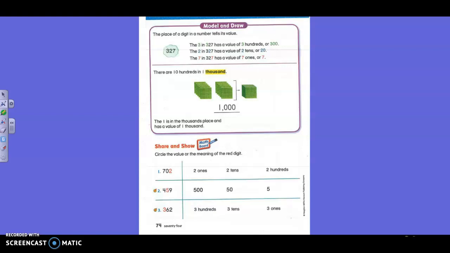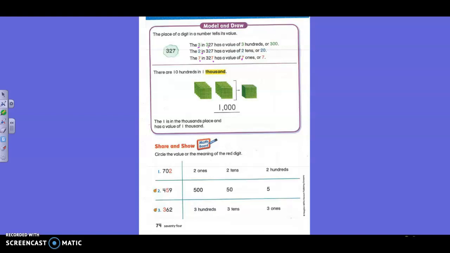Okay, boys and girls, the place of a digit in a number tells its value. The 3 in 327 has a value of 300. The 2 in the tens place has a value of 2 tens or 20. The 7 in 327 is in the ones place. It has a value of just 7 ones or 7.